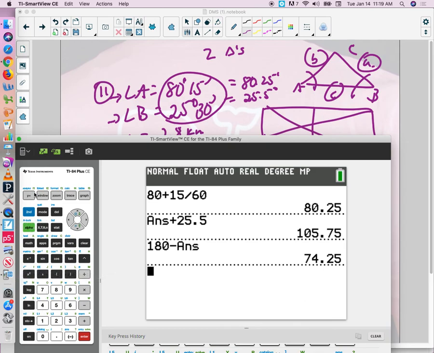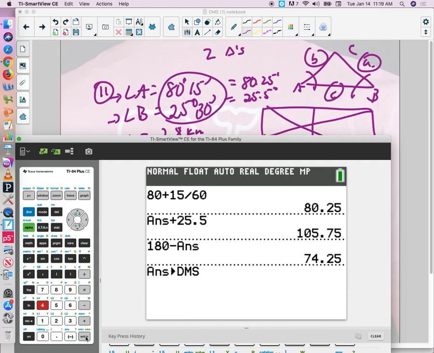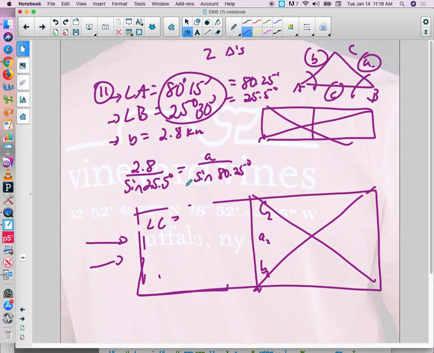So now I'm going to go to the second answer, and in case that's a long decimal, I'm going to go to angle and change it to DMS and write that on my paper. 74 degrees and 15 minutes. And you'll write it in here, 74 degrees and 15 minutes. So now I'm going to find little a.